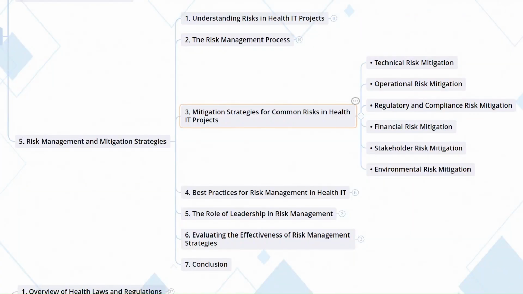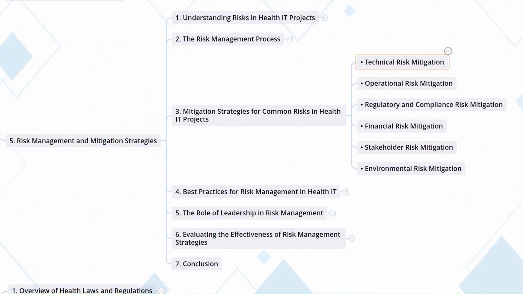Next, mitigation strategies for common risks in health IT projects. To effectively address specific risks often encountered in health IT projects, organizations can implement targeted mitigation strategies such as technical risk mitigation, operational risk mitigation, regulatory and compliance risk mitigation, financial risk mitigation, stakeholder risk mitigation, and environmental risk mitigation.